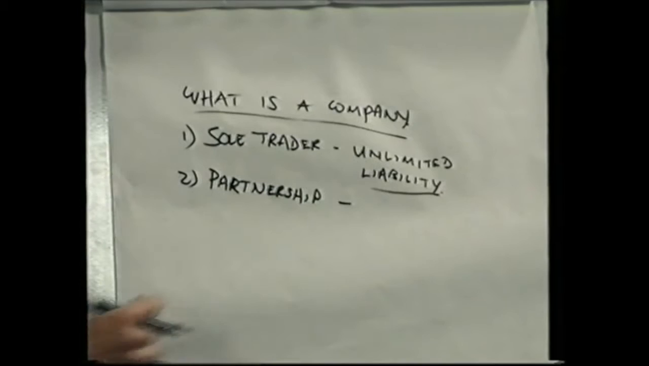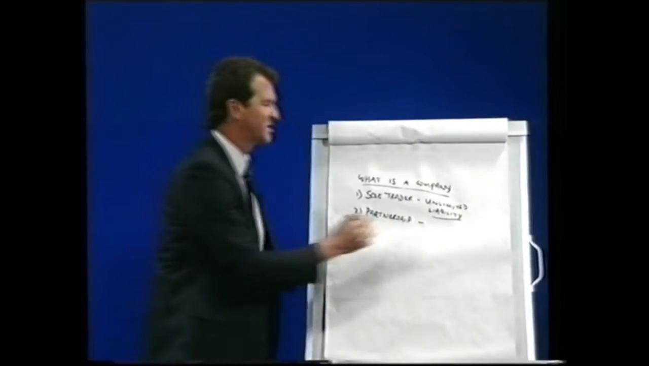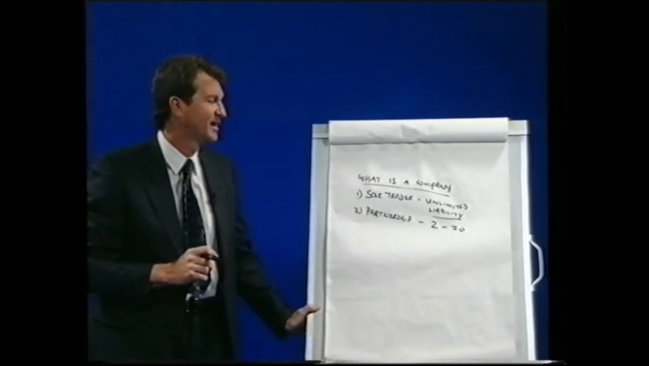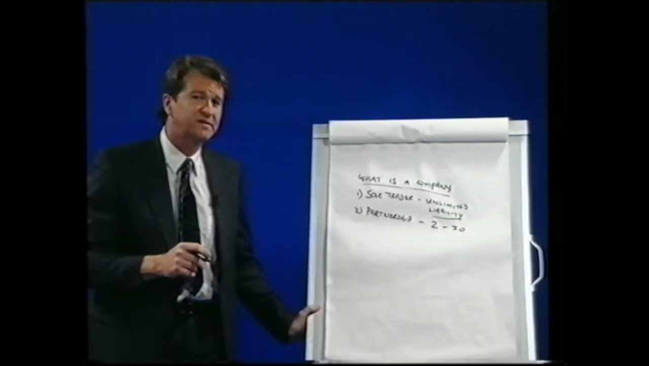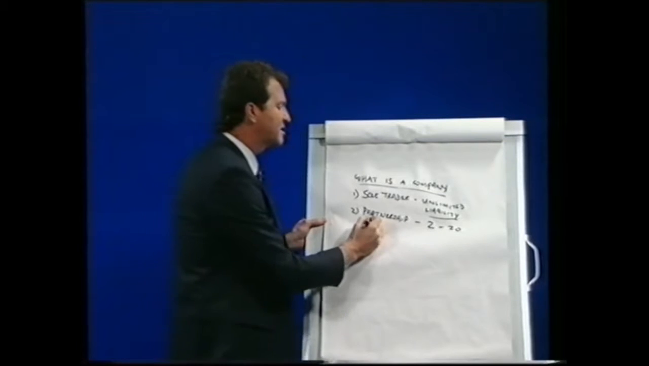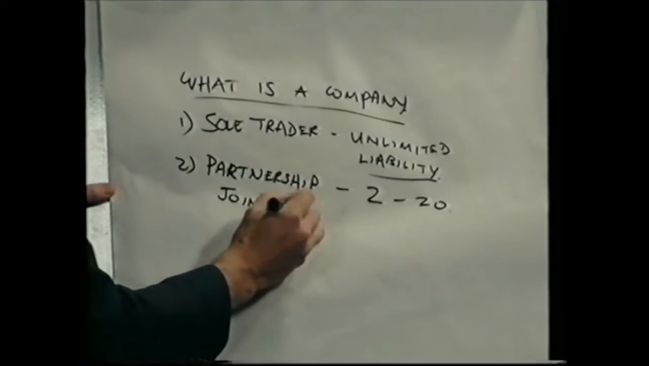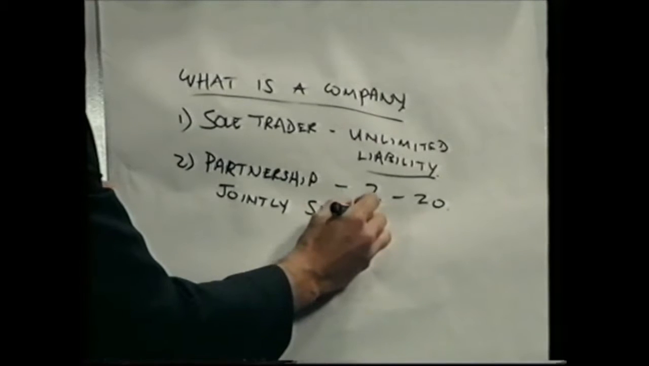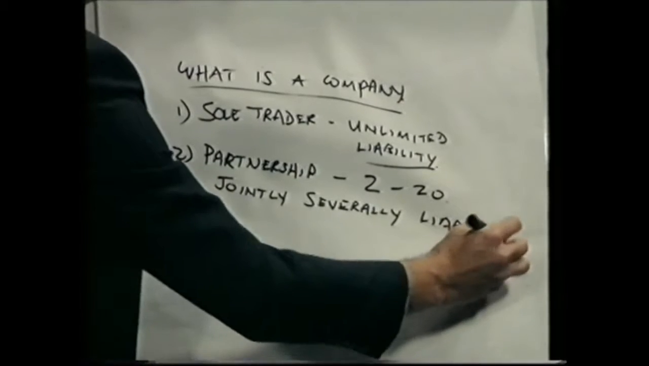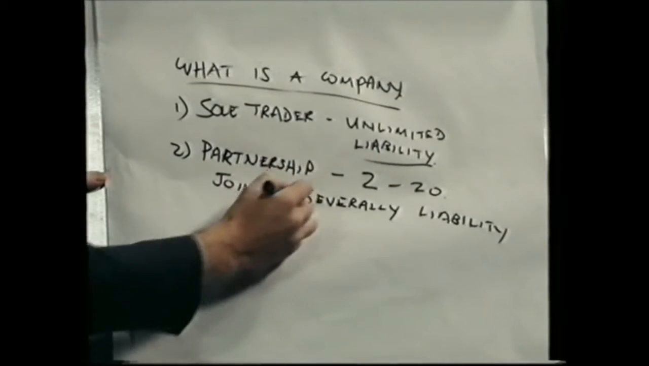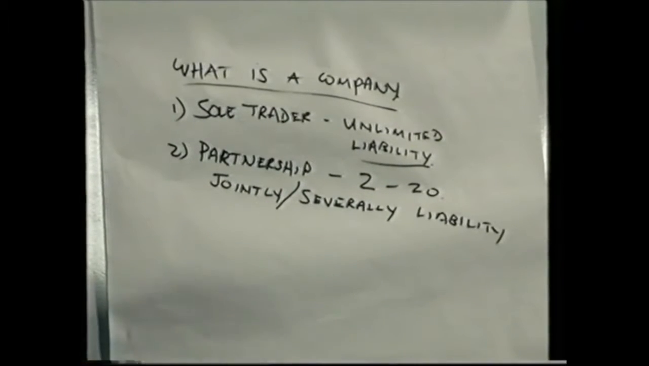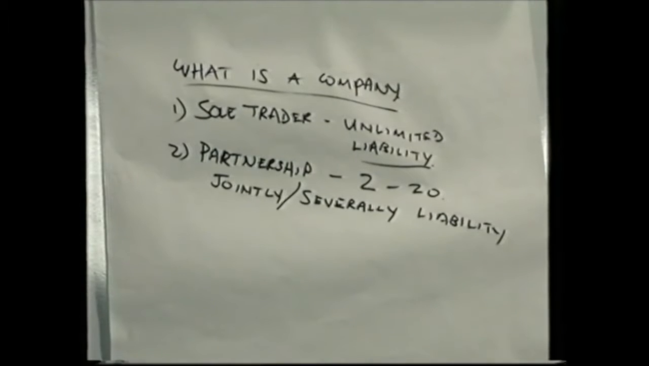Now, a partnership can have anything between 2 and 20 partners, so there's obviously some scope for you to grow this business, and the partners themselves have not got rid of this problem of unlimited liability. In fact, the partners are now what we call jointly and severally liable, which means that the partners are liable together, jointly, and the partners are also liable as individuals if one or other partner cannot pay for his or her debts.